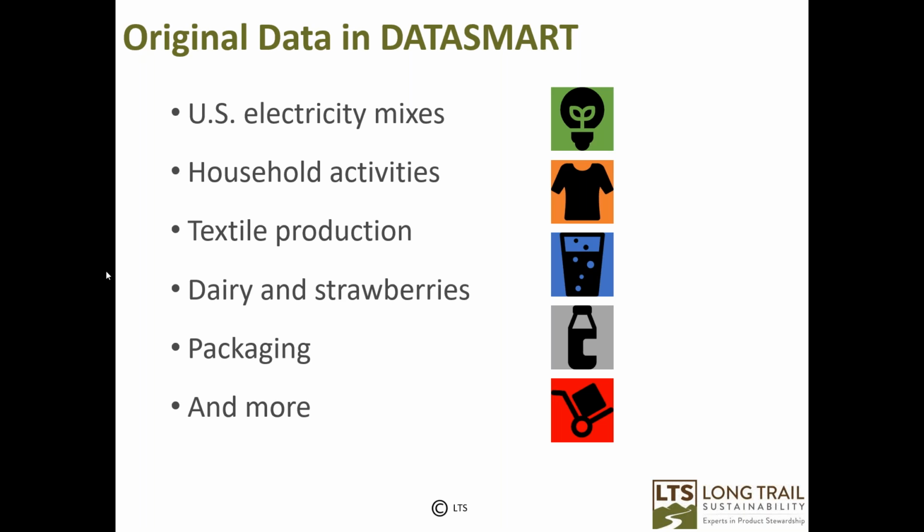Notably, DATASMART data contains over 700 original datasets, including US electricity mixes for all 50 states and 10 eGRIDs at the production, high, medium, and low voltage levels, household activities including clothes washing and drying, as well as dishwashing, textile production processes including fabric treatment, cutting and sewing, and more, dairy data from the US Dairy Greenhouse Gas Carbon Footprint Project, packaging processes including recycled containerboard, corrugate, and molded pulp.